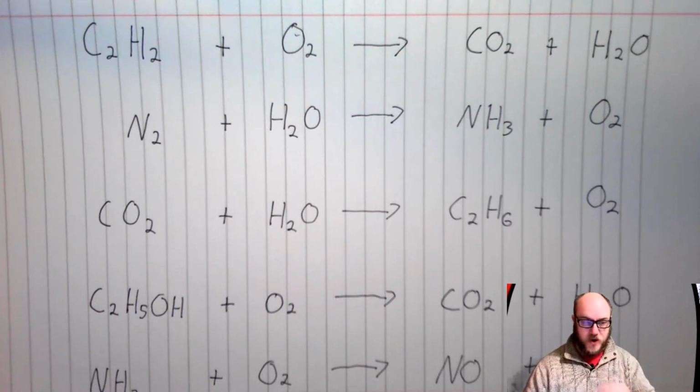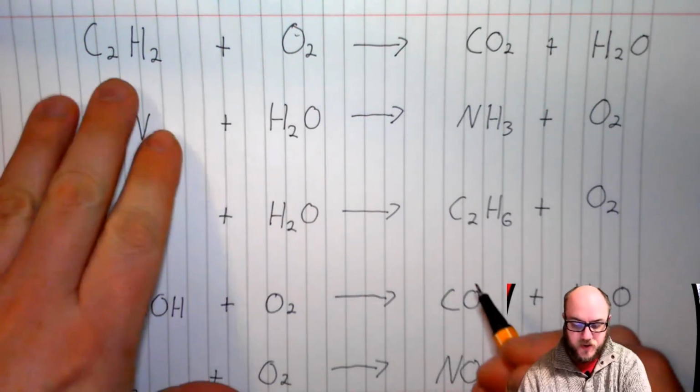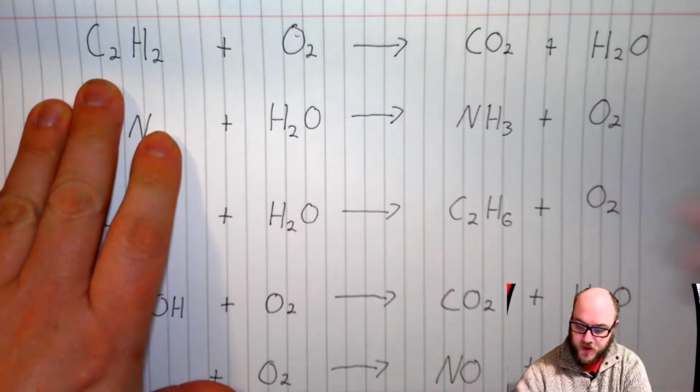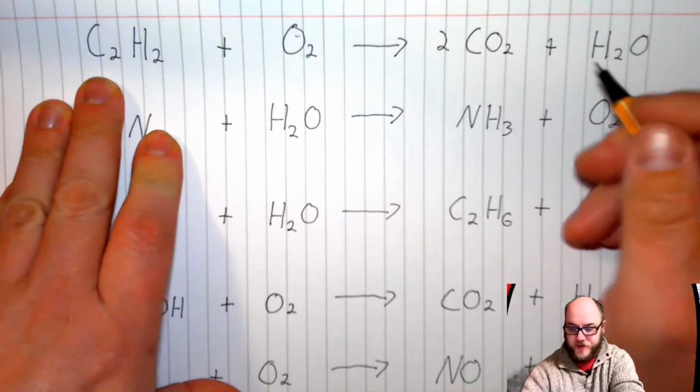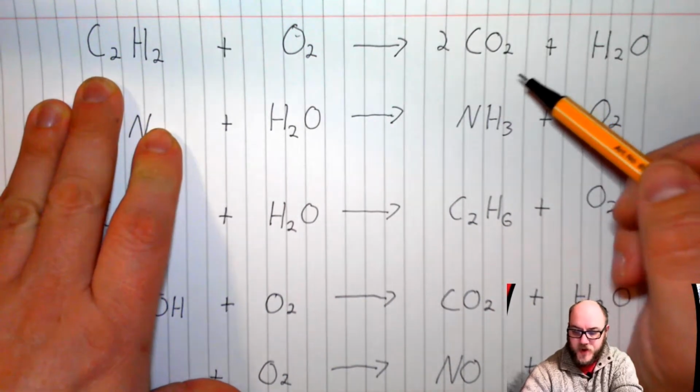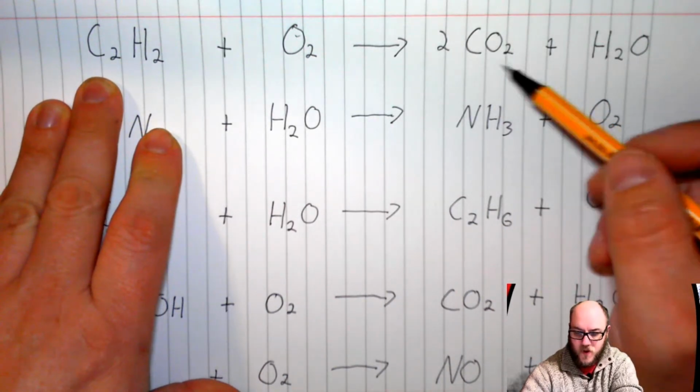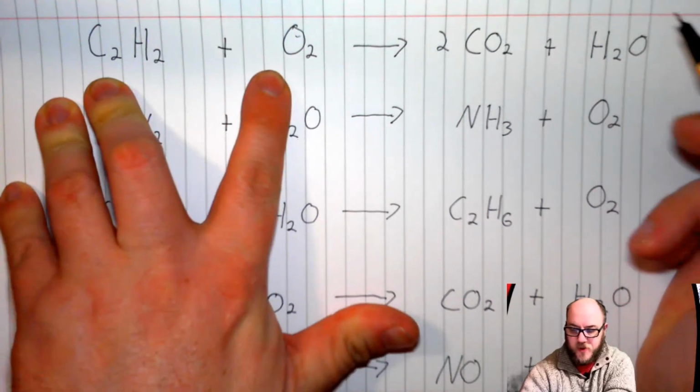So the first thing I've got is C2H2, and my product, I've got only 1 carbon, so I immediately know I'm going to have to multiply this by at least 2. So now I've got 4 oxygen, so I'm likely to have to multiply this as well.